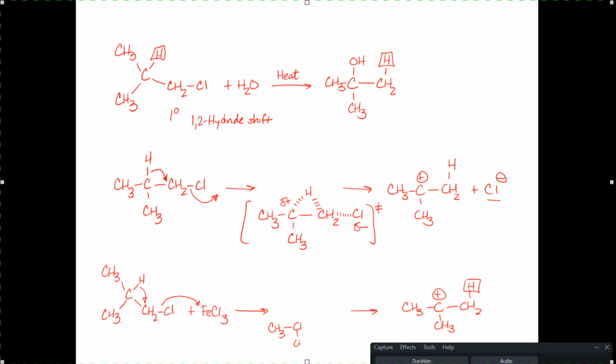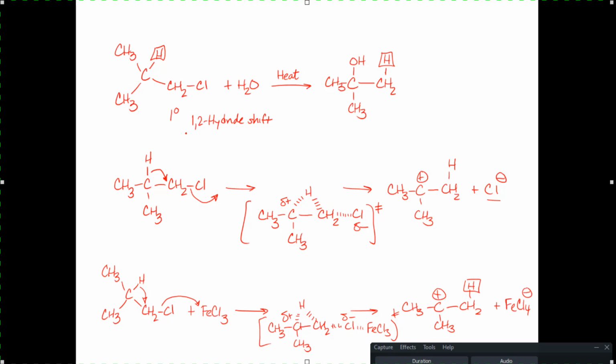So again, we would end up with the same type of transition state where the hydrogen would be moving, and a delta positive charge there, and a delta negative charge on the chlorine. And if you wanted to, you could write in the FeCl3, because ultimately over here we end up with FeCl4 minus. But we'll learn about that next semester.